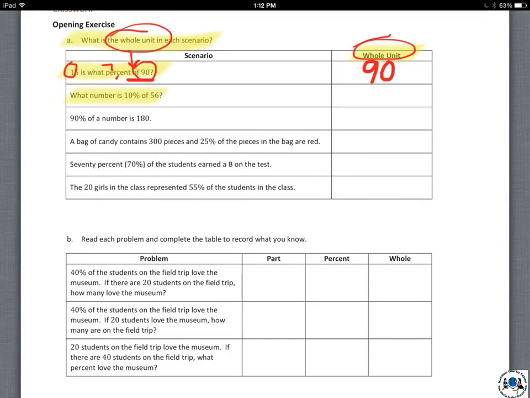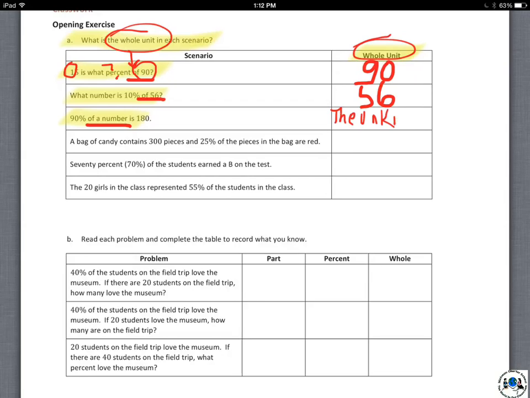Okay, so let's go ahead and do this. What number is 10% of 56? Now that's a different problem than the one prior to it, asking for something different. But still, we can identify the whole by looking at that phrase "of 56," and we know that 56 is our whole.